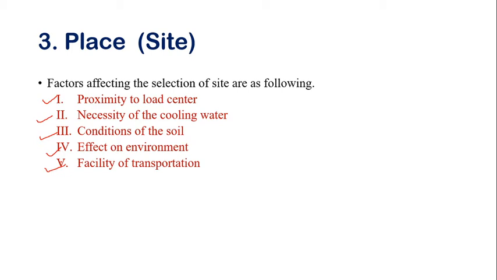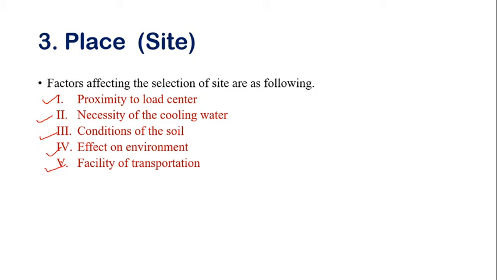Now second one, that is the necessity of the cooling water. This is important in case of thermal and nuclear power station, as large amount of cooling water is required for the condensing plant. So both the power station are located on the bank of river or near the big lake. Less amount of cooling water is required in diesel power station, while in hydropower station there is no need of cooling.